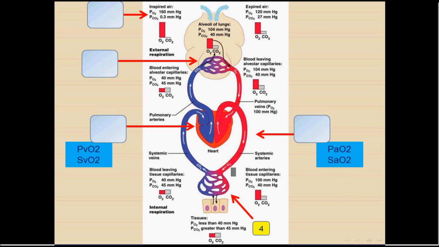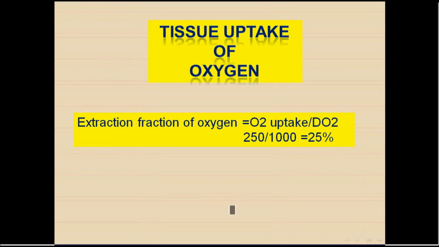This oxygen delivery is meant to deliver oxygen to the tissues for utilization, and this is the extraction of oxygen. This is number 4, the tissues. The tissue will take up this oxygen, and this can be calculated simply as the difference between the oxygen delivery and the oxygen content on the venous side. This is the difference between the two. This is the oxygen uptake.